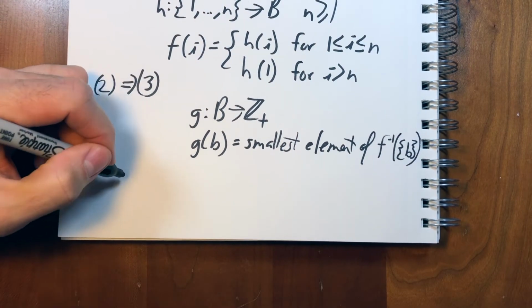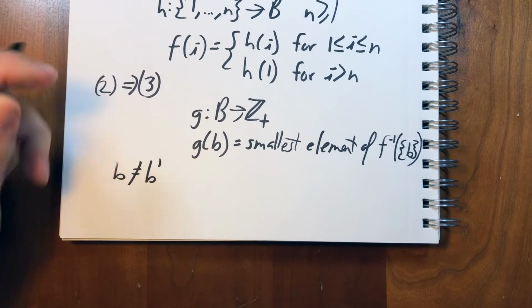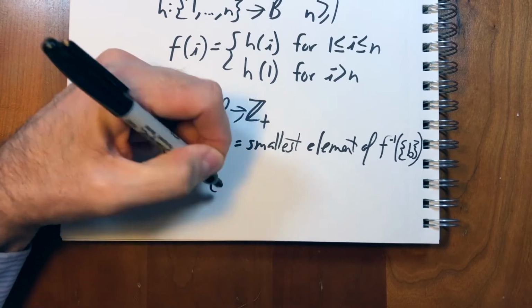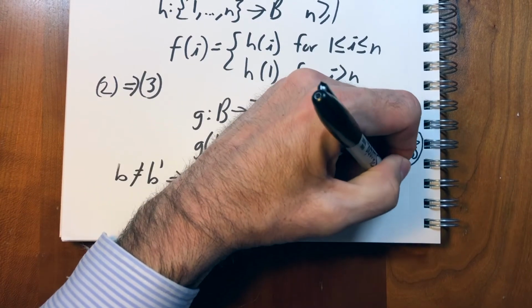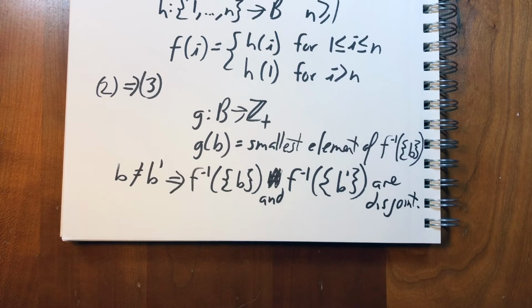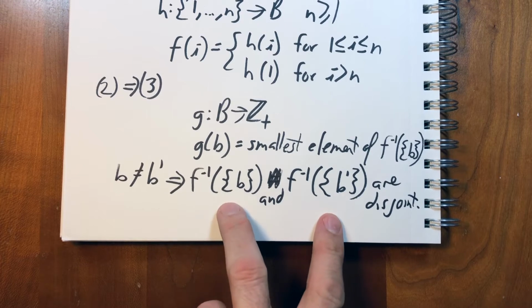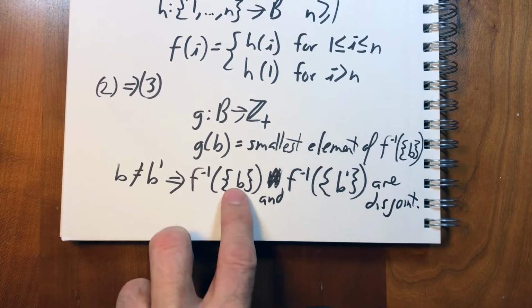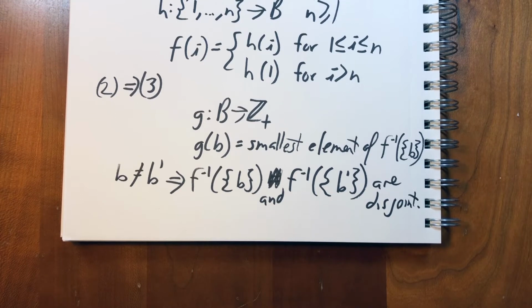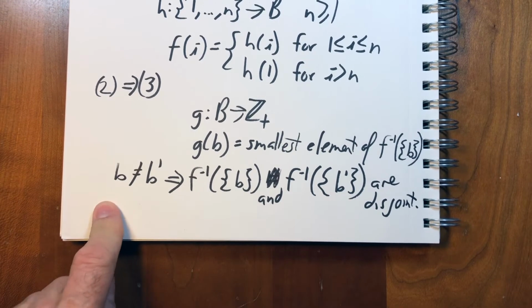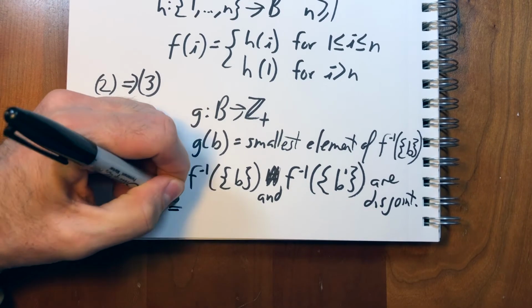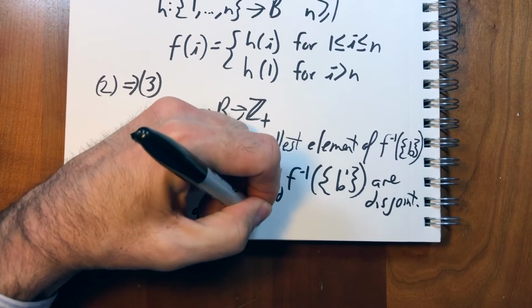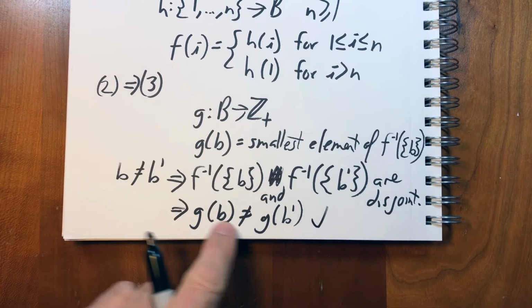So just like last time, because f is surjective, the pre-image of b is non-empty, so g is well defined. And furthermore, the map is injective because if b does not equal b prime, then the two sets, the pre-image of b and the pre-image of b prime, are disjoint. Same as last time, because f is a well-defined function, these two pre-images have to be different if there's only one element. So again, look at the last video to see more discussion about that. And since they're disjoint, their smallest elements are different, so therefore g of b does not equal g of b prime. That's what we needed to prove. That shows that it's injective.